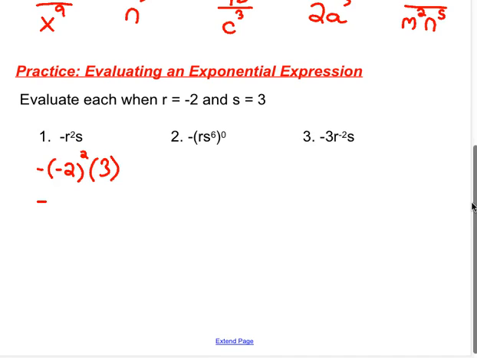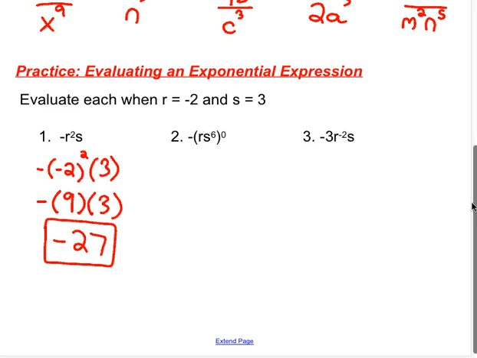Negative 2 squared, well, negative 2 times negative 2 is a positive 4. Now, 4 times 3 is 12, and we still have that negative out front. So we end up with a negative 12.